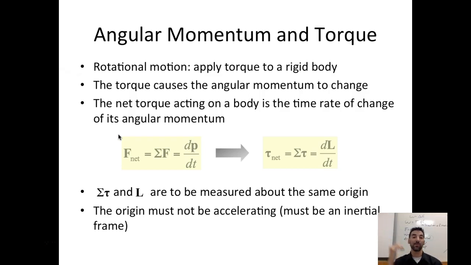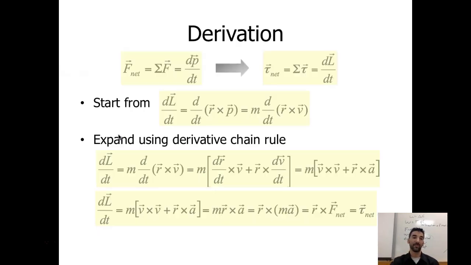Force is really our change in momentum per unit time, which means torque is our change in angular momentum per unit time. We know that torque and angular momentum have to be measured from the same axis point. In other words, I don't want two different axes. That doesn't work. And it gets real messy if we're in an accelerating reference frame.